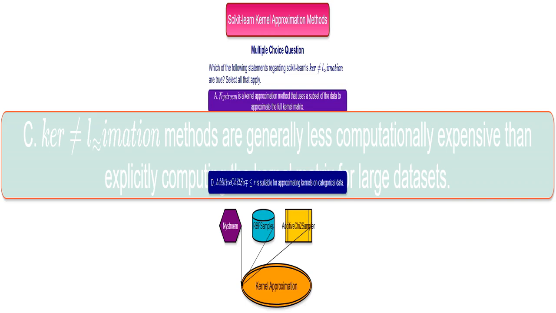Statement C is a general statement about kernel approximation methods. The key idea here is speed. These methods are much faster than computing the full kernel matrix, especially with massive datasets where computing the full kernel matrix would be incredibly time-consuming.